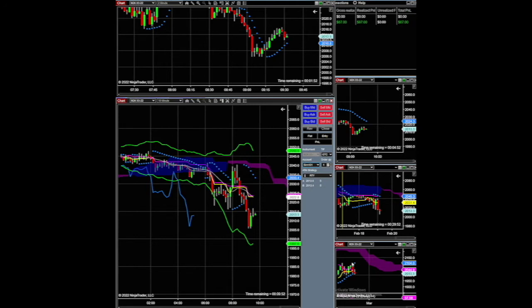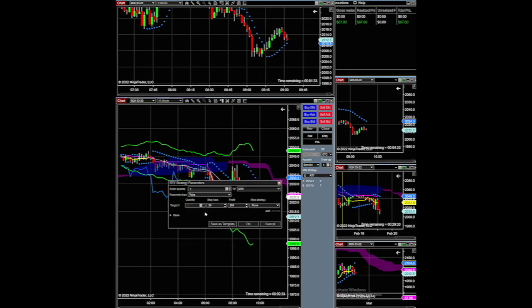Now, here's how I actually set up the trade. I have in NinjaTrader, this is called an ATM. That's Advanced Trade Management. Basically, it's an OSO, same thing. But I'm going to show you how I have mine set up. So as you can see, my stop loss is 30 ticks. My profit is 200 ticks.